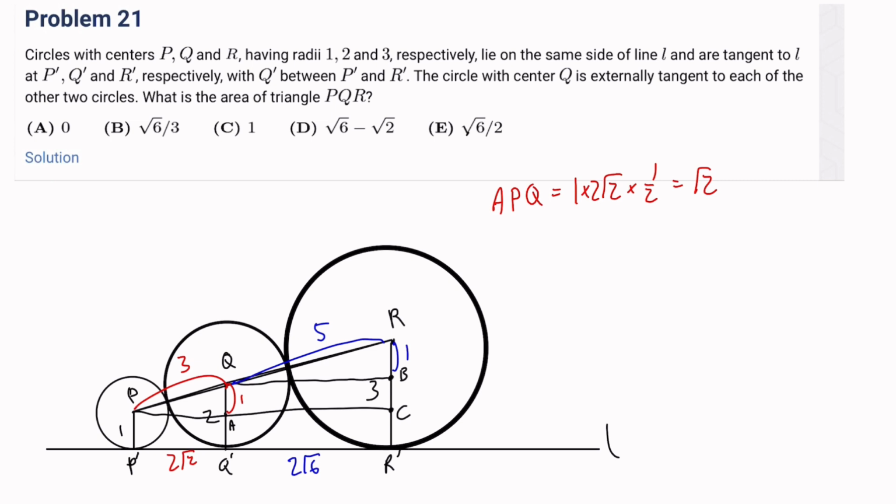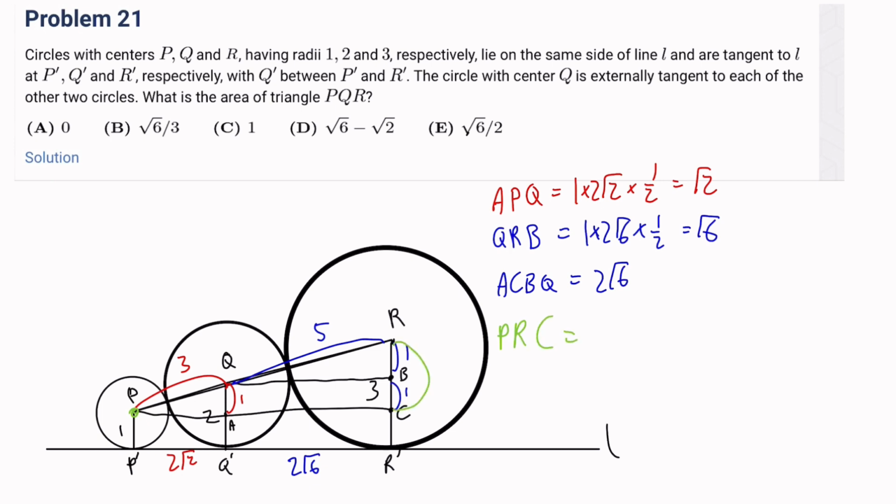So BQ is 2 root 6, and QRB is this triangle over here. That is 1 times 2 root 6 times 1/2. This is root 6, right? And then AQBC, which is this rectangle over here. BC is also 1, right? So ACBQ is 2 root 6 times 1, which is just 2 root 6. And now we have to subtract PRC, right? And so we have to subtract PRC.